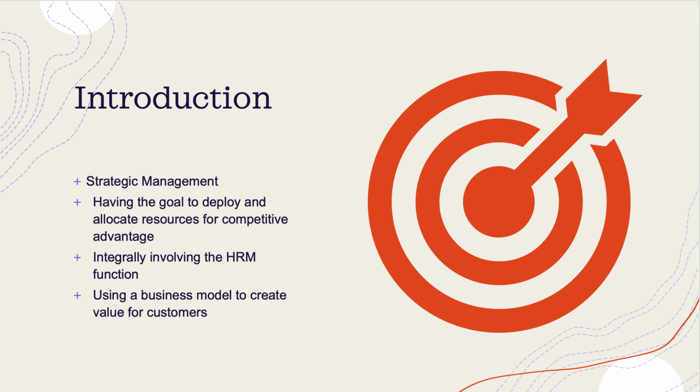The goal of strategic management in an organization is to deploy and allocate resources in a way that gives it a competitive advantage. As you can see, 2 of the 3 classes of resources, organizational and human, are directly tied to the human resource management function. And some of the major competitive challenges require companies to take a proactive strategic approach in the marketplace. To be maximally effective, the HRM function must be integrally involved in the company's strategic management process.